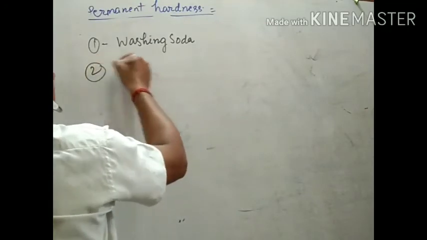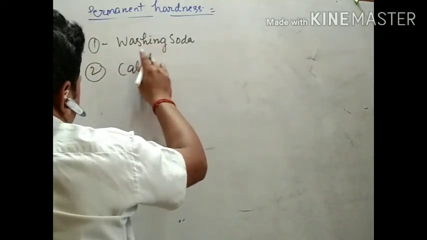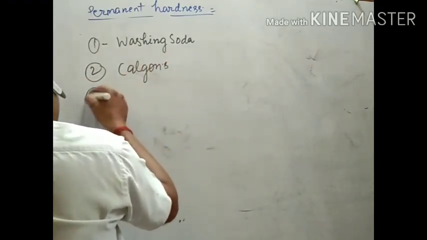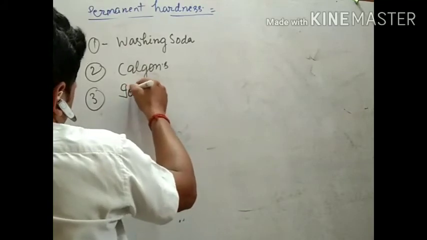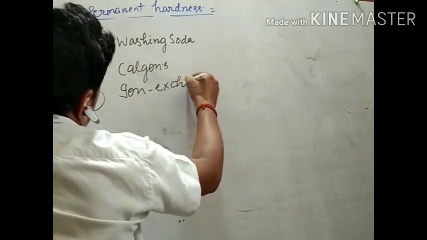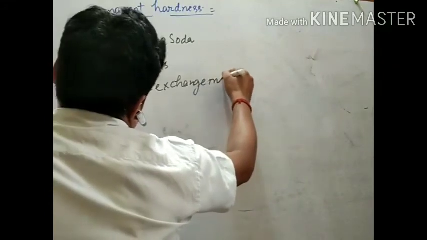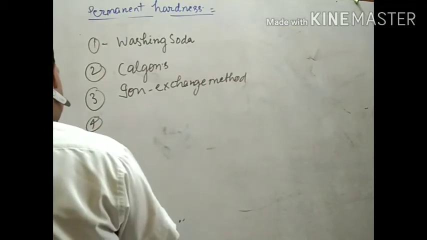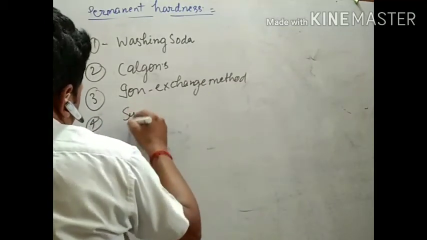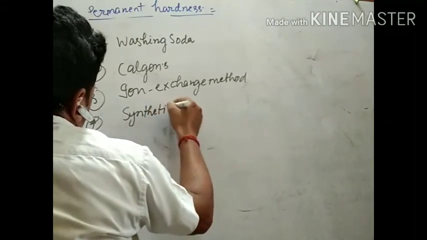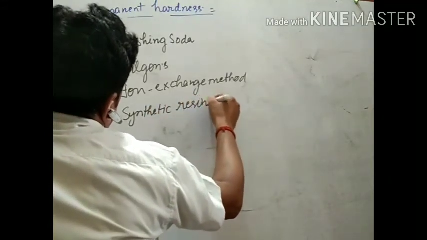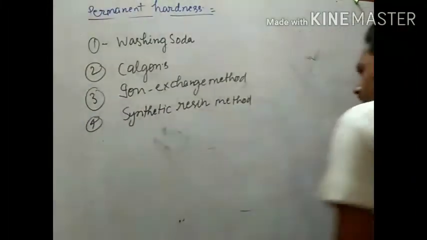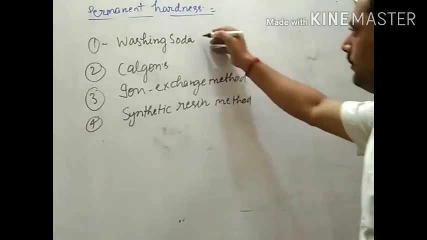Second was Calgon method. Third was ion exchange method. And fourth is synthetic resin method. Synthetic resin method. So we can summarize it.